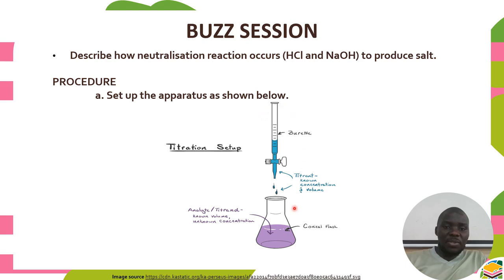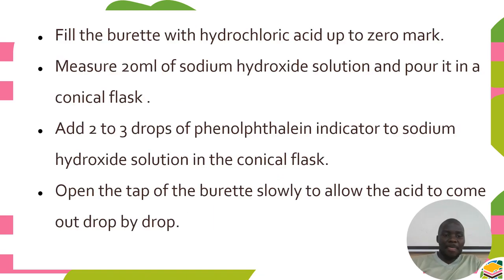The diagram is just showing like this, but we need to have a clamp stand which is going to hold the burette, so that for easy moving of the solution from the burette into the conical flask. From there, you fill the burette with hydrochloric acid up to the 0 mark. Measure 20 ml of sodium hydroxide solution and pour it in a conical flask.